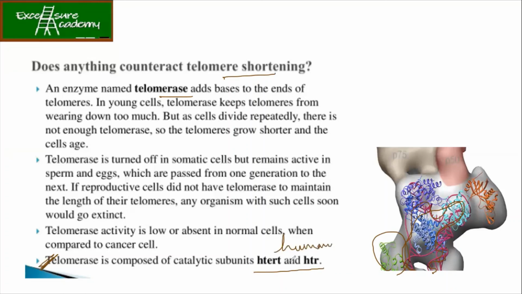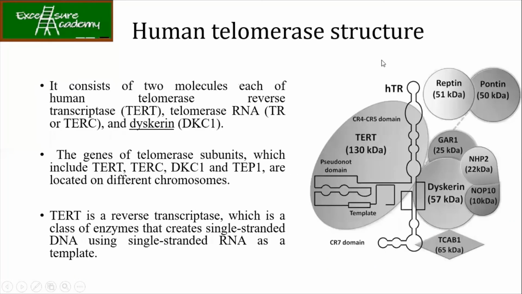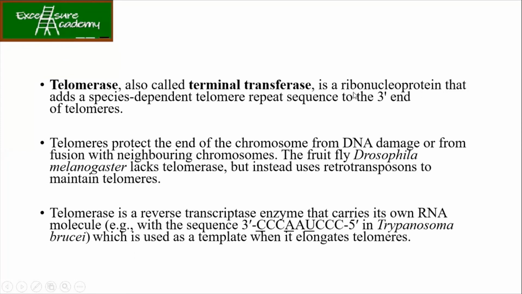Okay? H stands for human. Now let's see the structure. This is the structure. This is nothing, guys. You can just read also later. So we know that it's a ribonucleoprotein. So why is it a ribonucleoprotein? Because it has got the RNA as well as the protein. It has got the 3' overhang. Now telomeres protect the end of the chromosome from the DNA damage, etc.